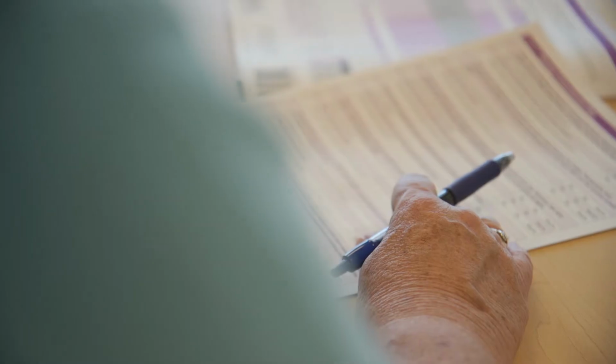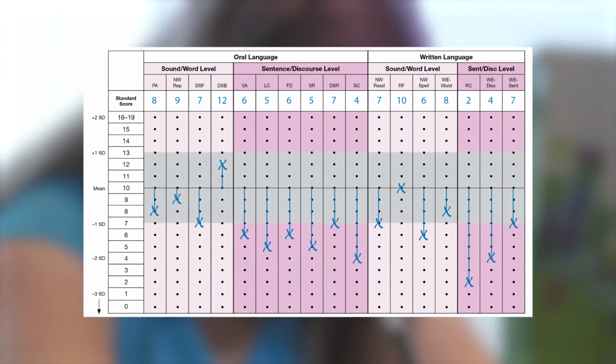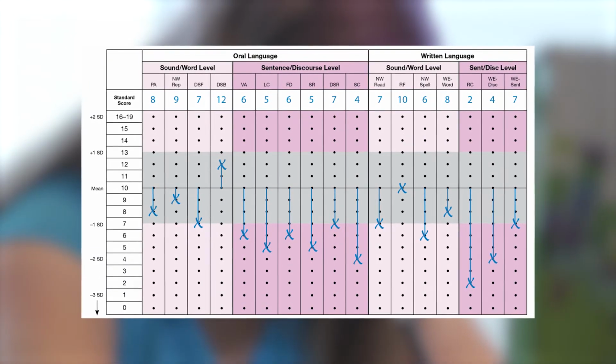What makes TILLS unique from what we've been doing in the past is that we have results that come from the same normed group, and that's very powerful. The other thing that makes it different is that we are covering both oral and written language skills, as well as looking at those language skills at a sound word structure level, as well as a sentence discourse level, which really gives you a beautiful profile of how that student is doing with language.